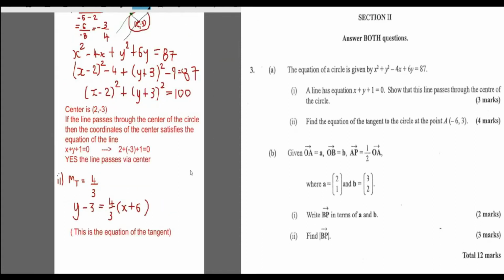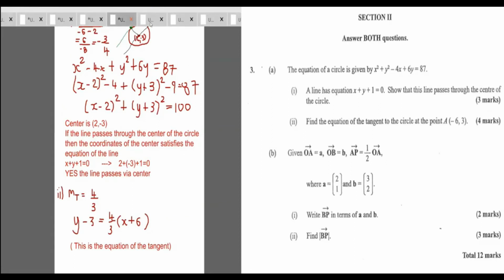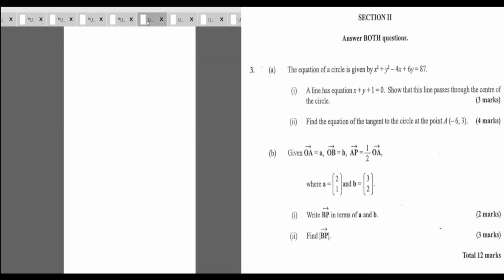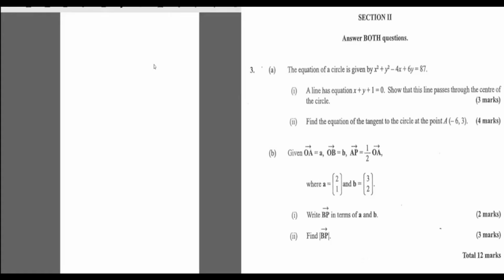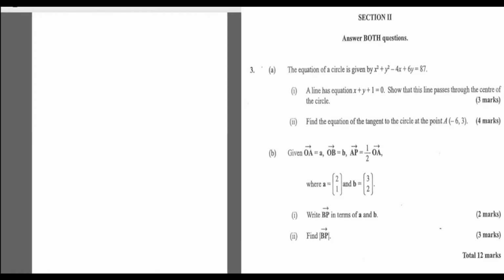Now the next part, part B, is the vectors part of the question. So we've dealt with the coordinate geometry of the question. Now we're going to be looking at the vectors aspect of it. It says, given OA is equal to A, OB is B, and AP is a half OA. And guys, I don't like that AP being a half OA because they give us OA and they give us OB. I want to know what is OP.